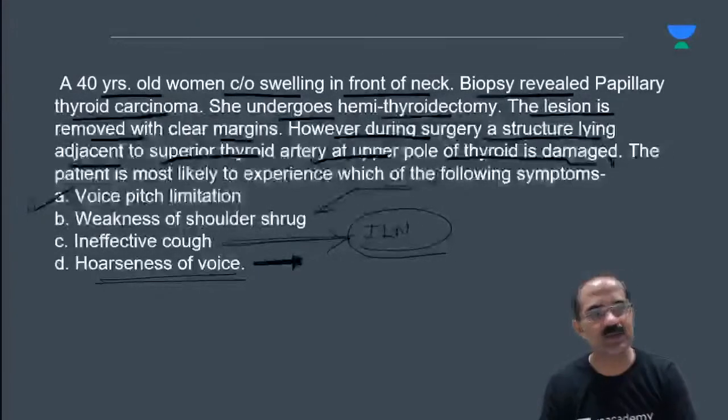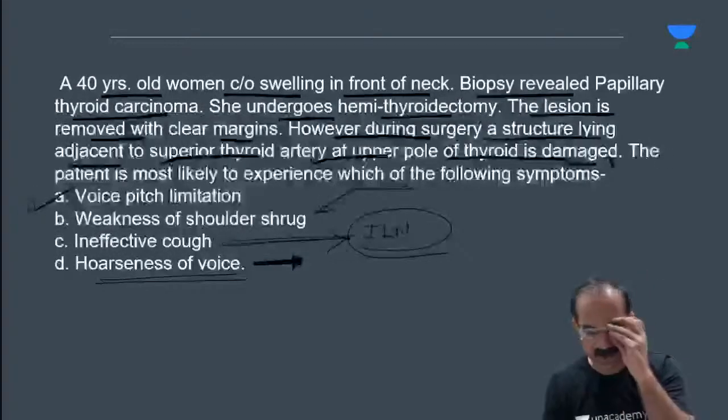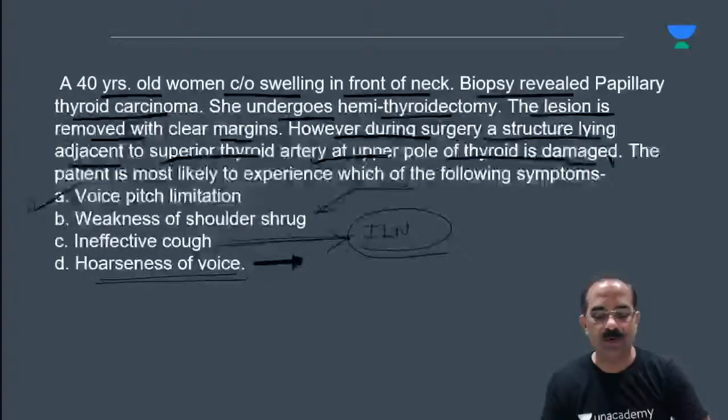Trapezius. And what is the nerve supply of trapezius? Can anyone say? Very good, Kirti, you are answering well. Nerve supply of trapezius. Children, where does the nerve supply come from? It's not the recurrent laryngeal nerve.